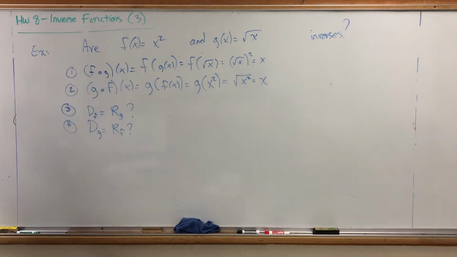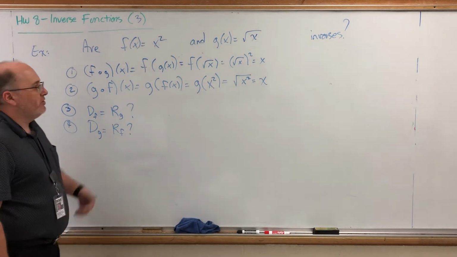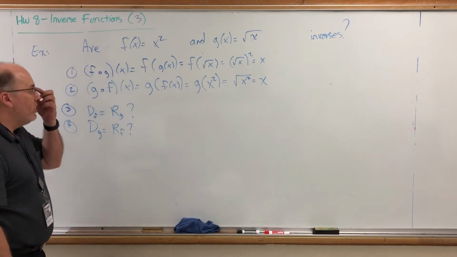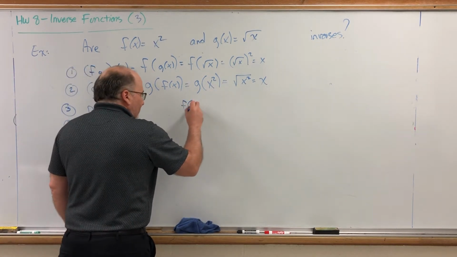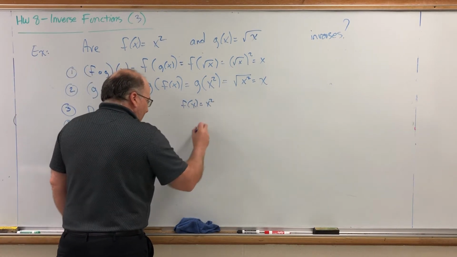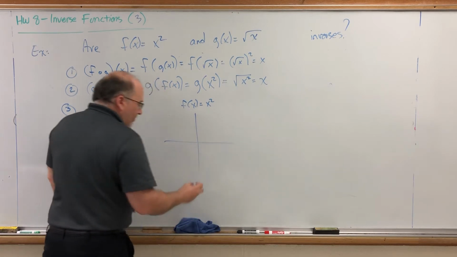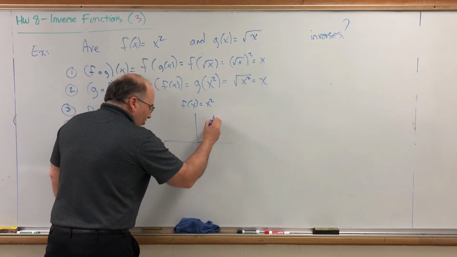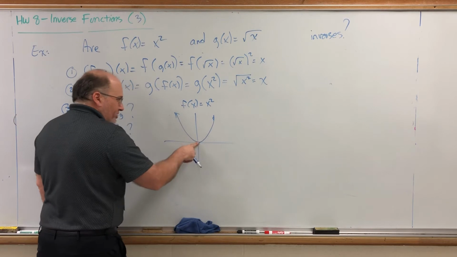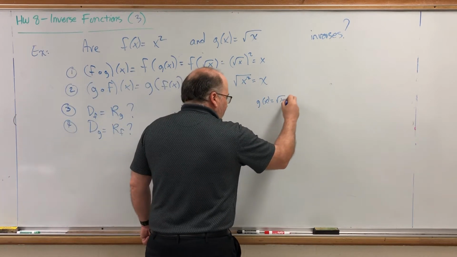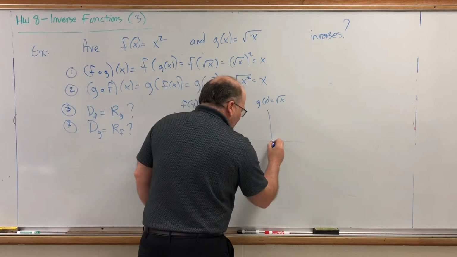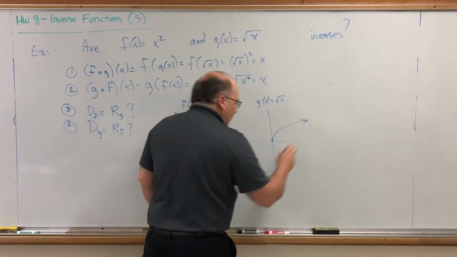We can do the same thing we did on the previous problem. We can look at these graphs to see what their domains and ranges are. Let's assume that we already know what the graphs look like. After all, we have talked about these before. f of x equals x squared is this parabola, whose vertex is at the origin. g of x equals the square root of x is the top half of a parabola opening to the right.